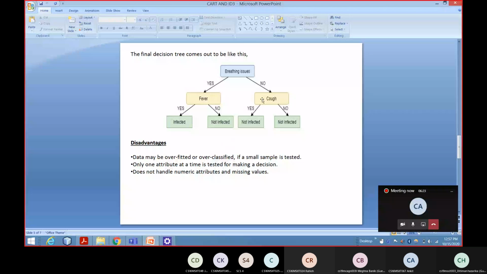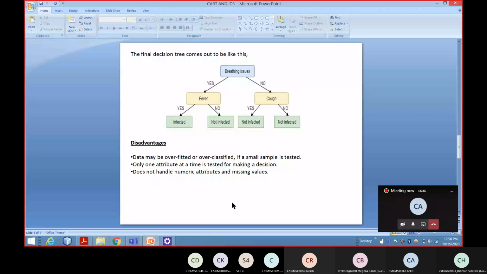Now, what are the disadvantages associated with this algorithm? As you can see, data may sometimes be overfitted or overclassified if a small sample is tested, and only one attribute is taken at a time for making a decision. It doesn't handle numeric attributes and missing values. And also here, pruning is not involved.